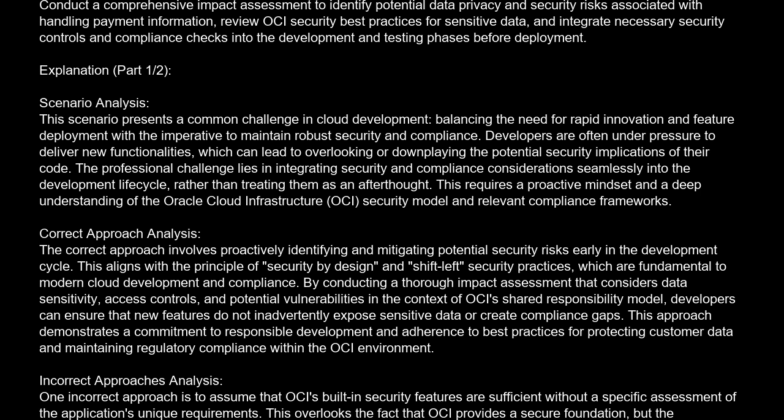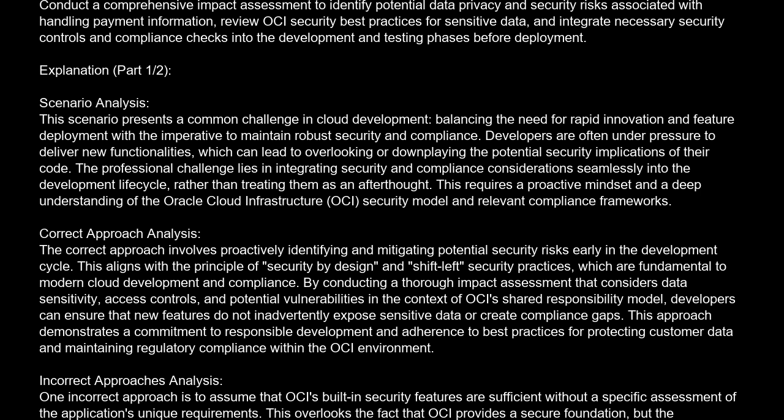Scenario analysis. This scenario presents a common challenge in cloud development, balancing the need for rapid innovation and feature deployment with the imperative to maintain robust security and compliance. Developers are often under pressure to deliver new functionalities, which can lead to overlooking or downplaying the potential security implications of their code. The professional challenge lies in integrating security and compliance considerations seamlessly into the development lifecycle, rather than treating them as an afterthought.